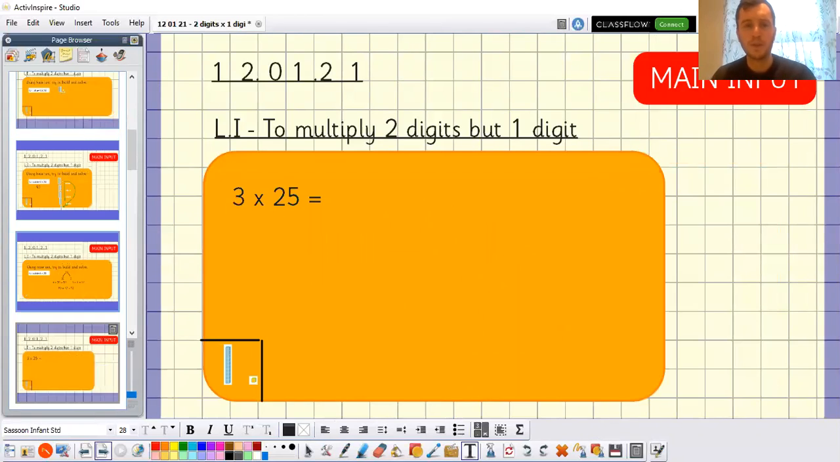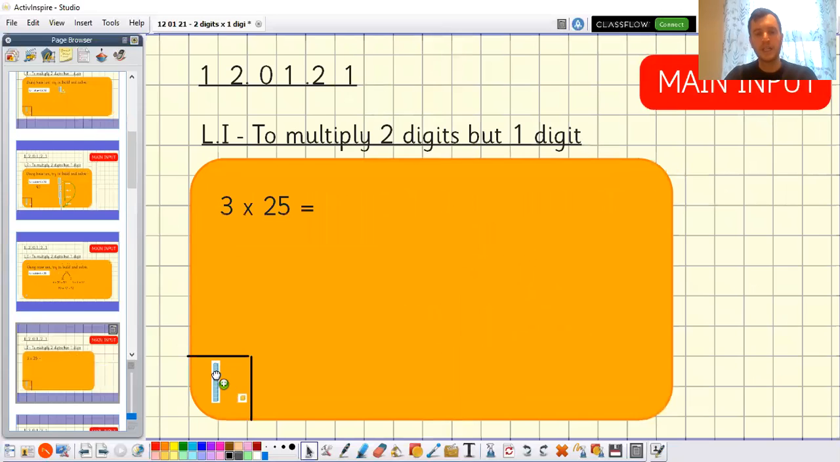Let's look at another example again, so we can work through both of those methods together. And you can decide then which one you prefer and which one you want to use going forwards. So this one says 3 times 25. And I know that's the same as 3 groups of 25, which is what I'm going to create now.